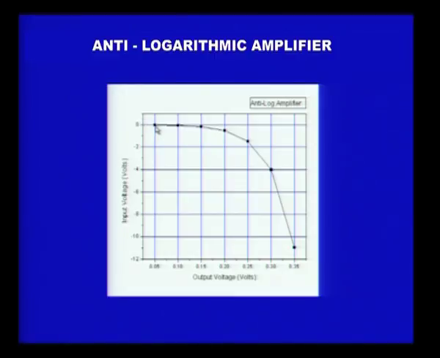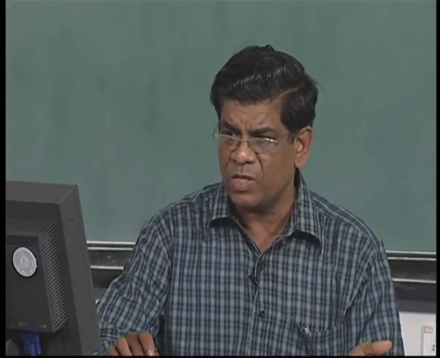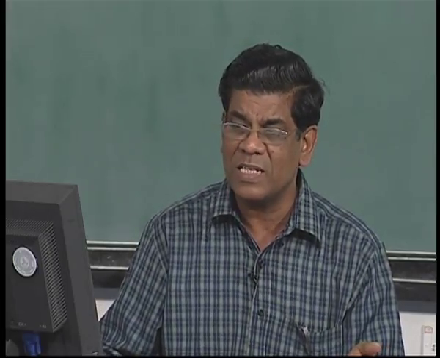You find previously it was like this, right. Now, you see the input voltage is on the y axis, the output voltage is on the x axis. So, you can see it is following an exponential behavior, and I have not shown you the linear graph in this case. And this also can be implemented, as I mentioned previously, instead of using a diode, you can make use of a transistor.